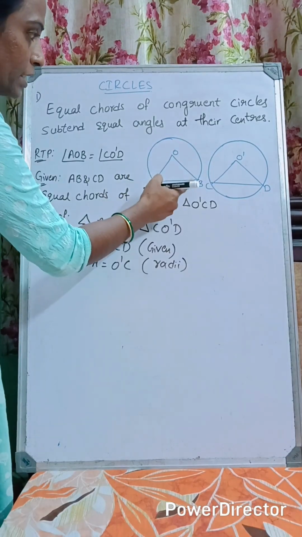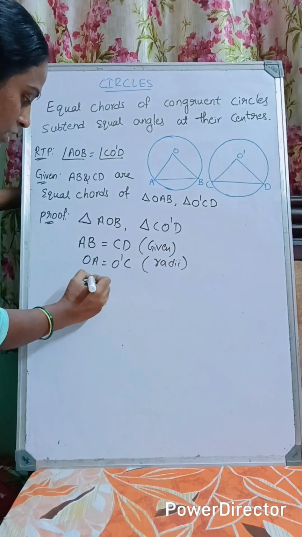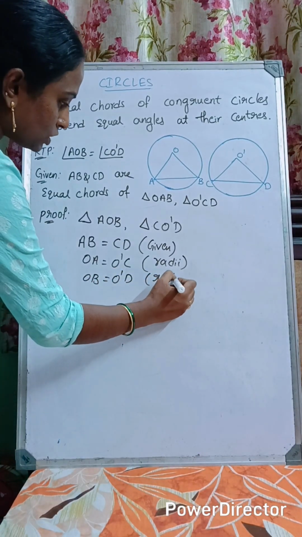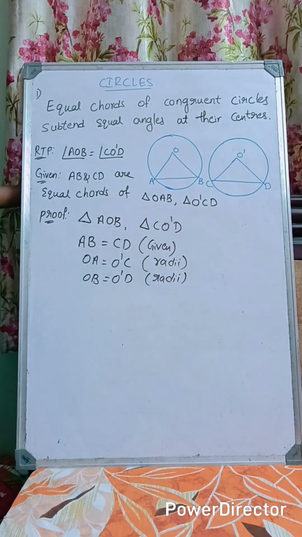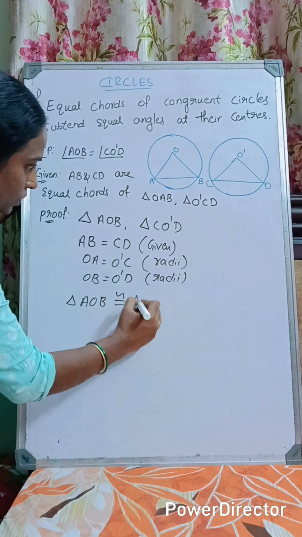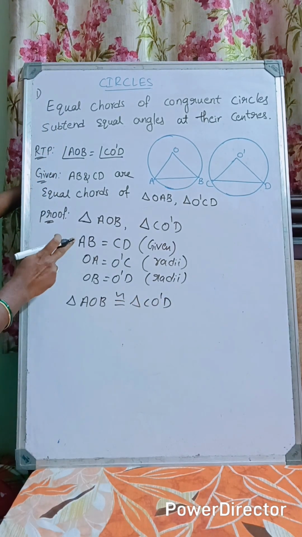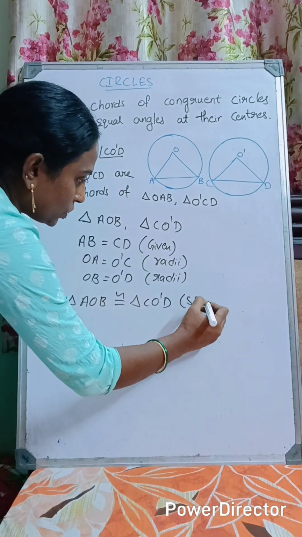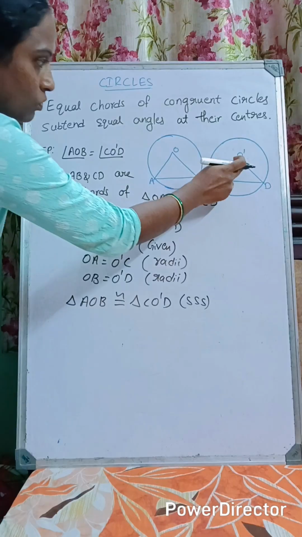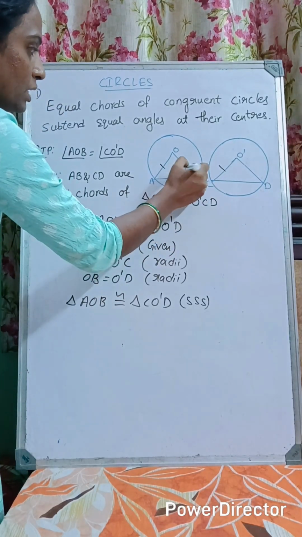And OB is equal to what? O dash D, because those are congruent circles. OB is equal to O dash D. Even this is radii. These both are equal. Now triangle AOB is congruent to triangle CO dash D by using the SSS congruency rule. Correct? Now OA is equal to O dash C, OB is equal to O dash D and AB is equal to CD. We got it actually.